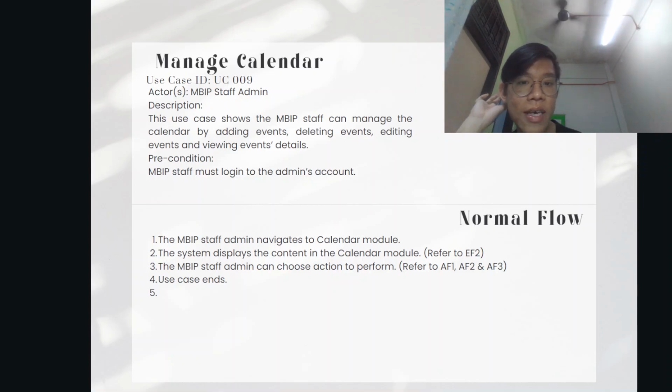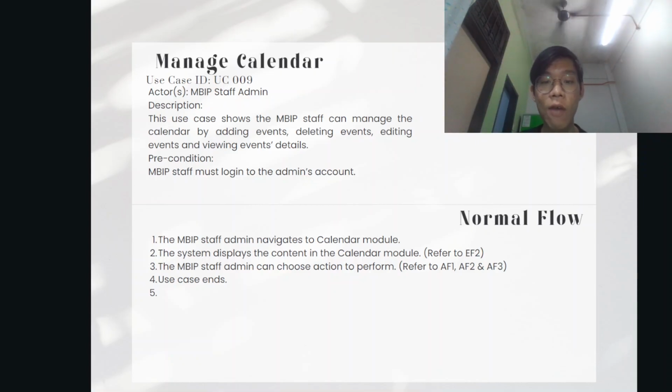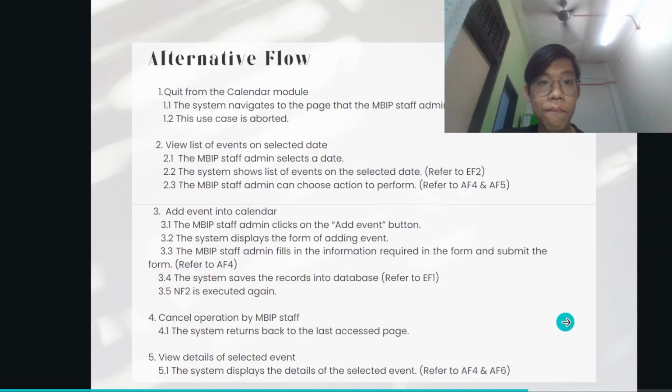The normal flow for our manage calendar use case is as follows. The MBIP staff admin navigates to the calendar module first, and then the system displays comprehensive content in the calendar module, which I explained during the inception flow too. Next, the MBIP staff admin can freely choose which specific action they wish to perform. Last but not least, once they finalize all the actions, the use case ends.